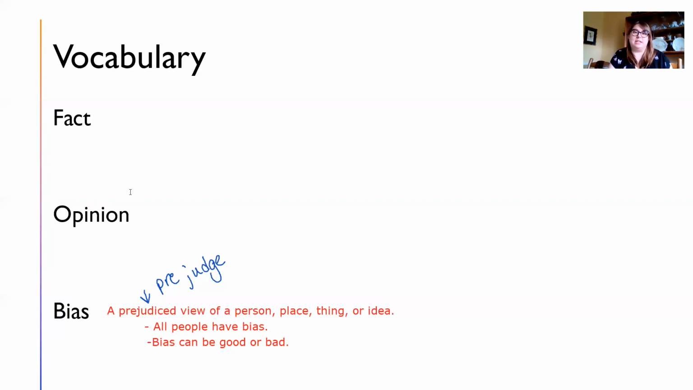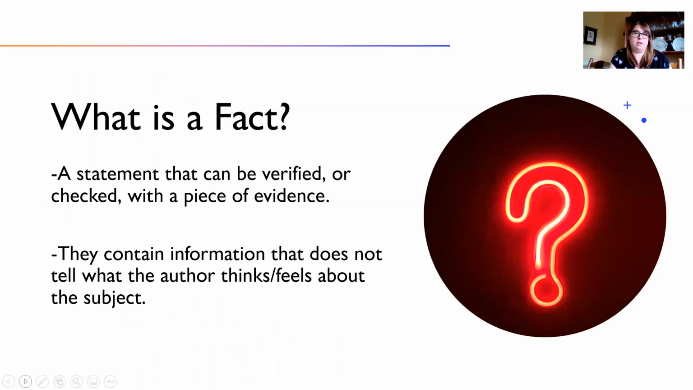So we're going to come back to this idea of bias when we talk a little bit more about opinion. But before we do that, let's go ahead and build our definitions for what fact and opinion mean. And we're going to do that starting with what a fact is. So what is a fact? When we talk about a fact, we are going to say that our definition is that a fact is a statement that can be verified or checked with a piece of evidence.